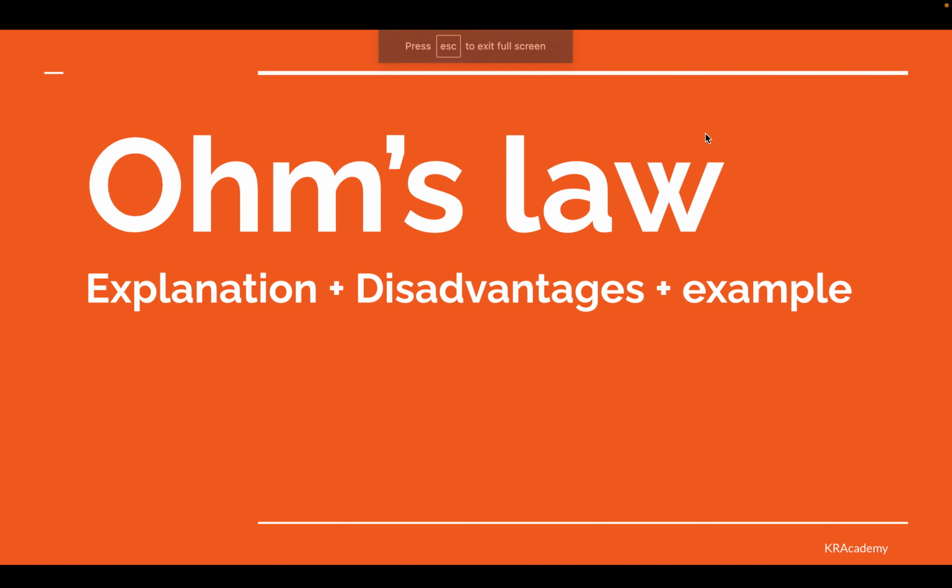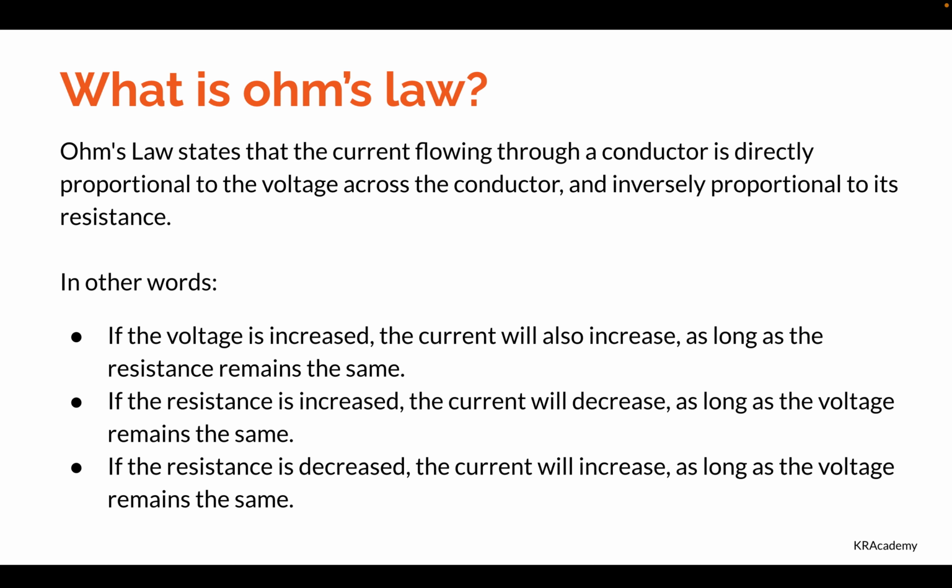Here in this video, let's look into Ohm's law, explanation, disadvantages, and an example. What is Ohm's law? According to Ohm's law, the current flowing through a conductor is directly proportional to the voltage across the conductor and inversely proportional to its resistance.